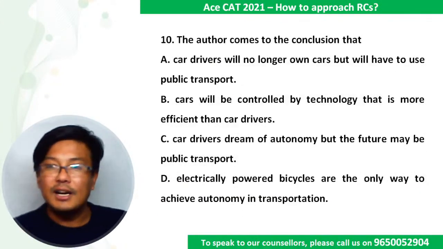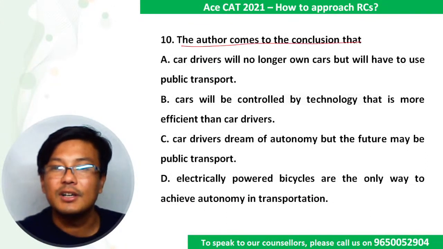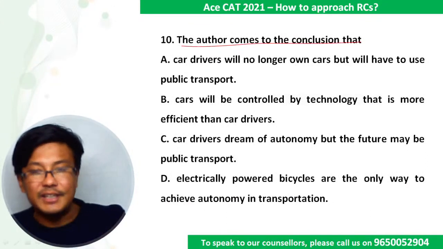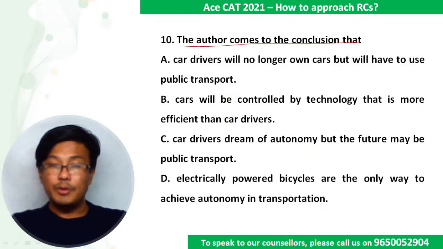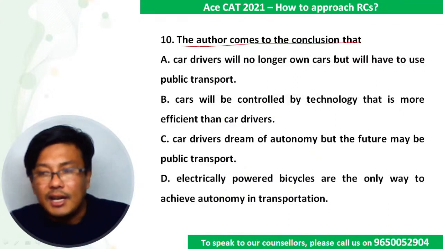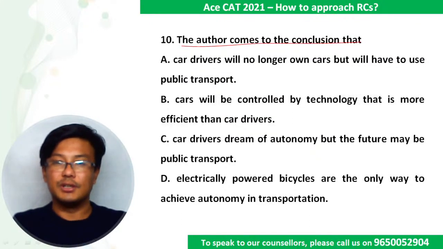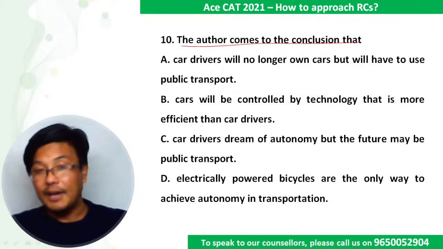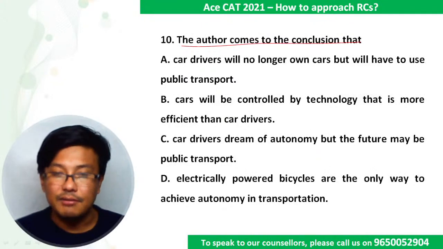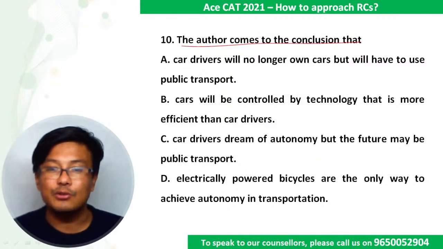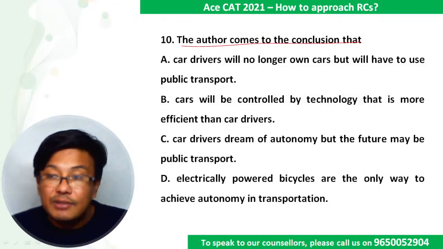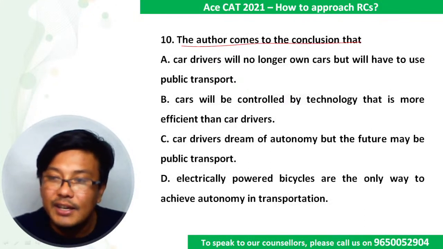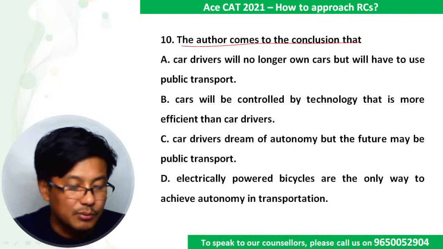Let's see. The author comes to the conclusion that, so again, what does the author say? If you notice, the main argument is that Tesla is doing a good job of selling the dream of autonomy, but eventually this autonomy which they're selling is going to lead to public transport only. So that is the author's main conclusion, right? So what is the best answer? I've given everybody almost like an indirect clue as to what the answer should be. His conclusion is very simply that the dream that they are selling is not real. Eventually, you have to depend on public transport.